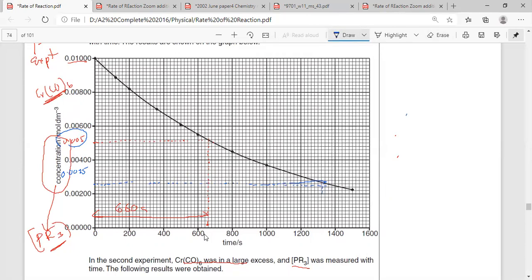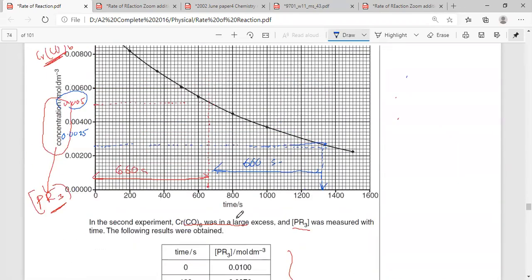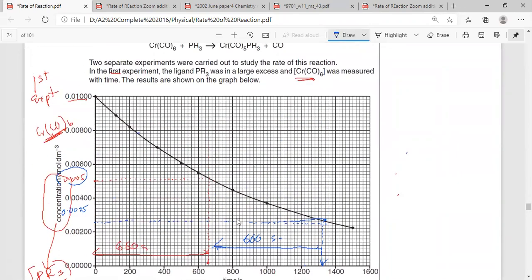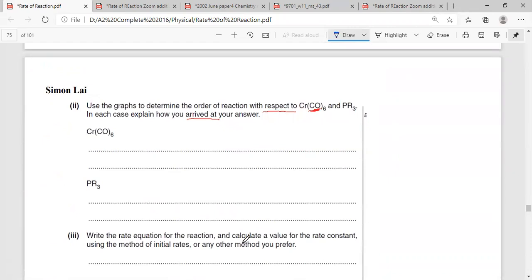You can see it's somewhere down here. So you can see here it's approximately 3. It's about 660 seconds. See, same, is it? Because it is the same, the half-life is the same. So you conclude by saying, with respect to, remember, this graph here is with respect to what? Your chromium hexacarbonyl.